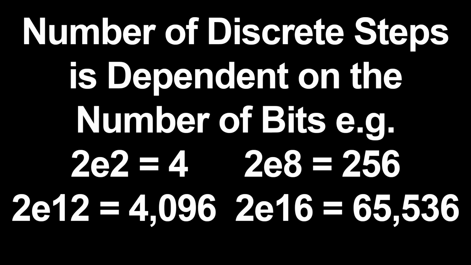exponent of 2. So if you have 2 bits, you have 4 different steps. If you have 8, you have 256. If you have 12, you have 4096. And if you have 16 bits, you have 65,536.